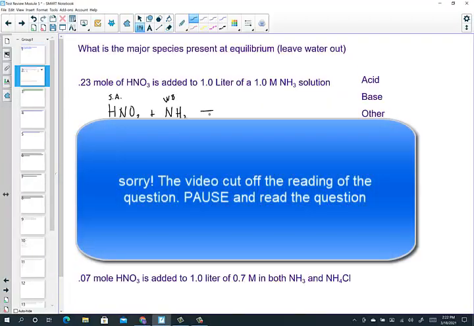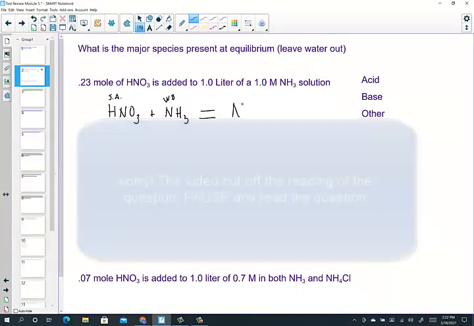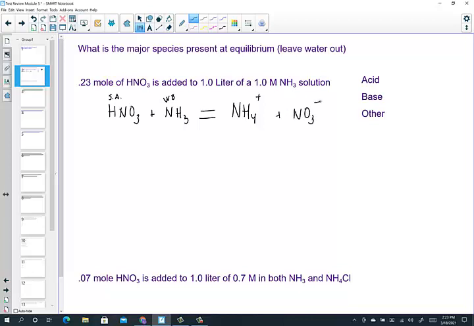Bronsted-Lowry proton transfer. The HNO3 and NH3 are going to combine to form the ammonium, the conjugate ion of ammonia, and the spectator ion nitrate, NO3 negative. A proton has been transferred.